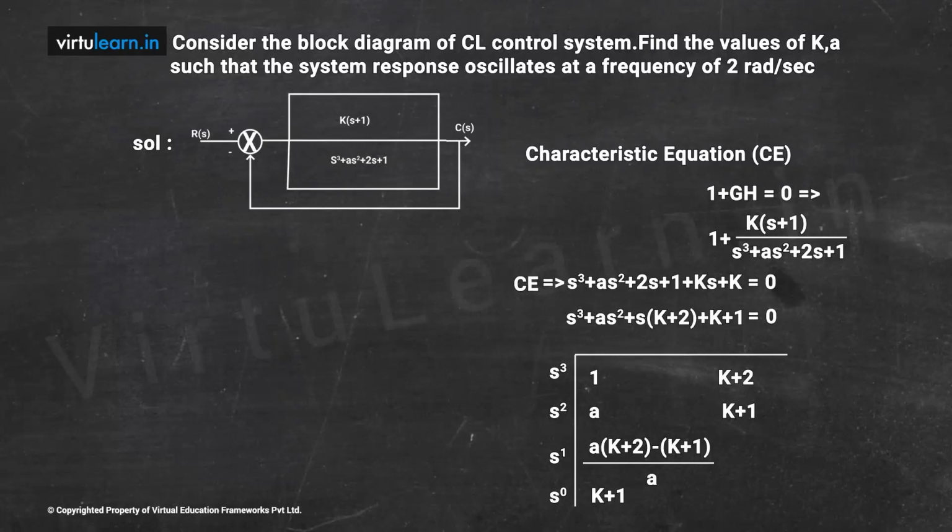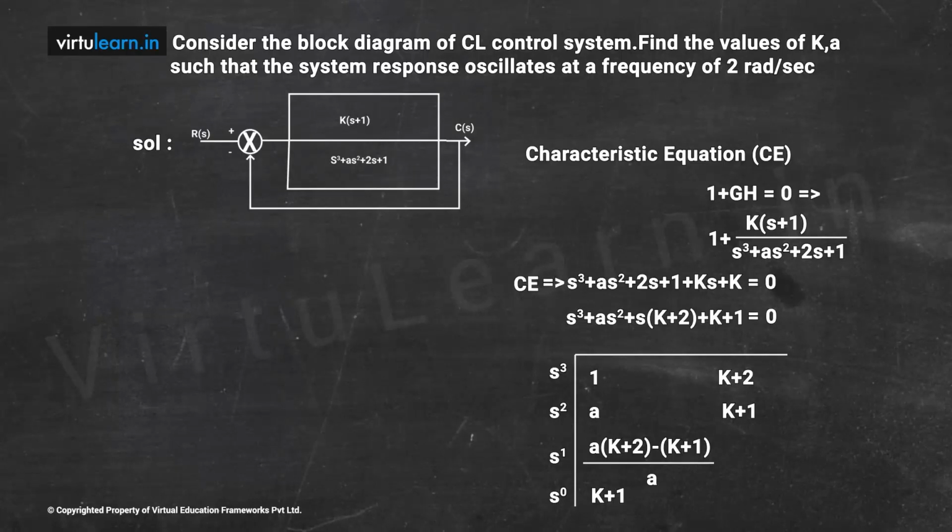Two variables are there, two parameters are there, such that the system will give you continuous oscillations, and those continuous oscillations should have the frequency 2 radian per second. That means it is kind of a design problem. In your system you have two parameters that can be varied, and the desired result is continuous oscillations, but with a frequency of 2 radian per second. So my system needs that kind of situation. Then we need to design what is the K value, a value. So using RH criteria we can easily find out K and a. Let us see how to find.